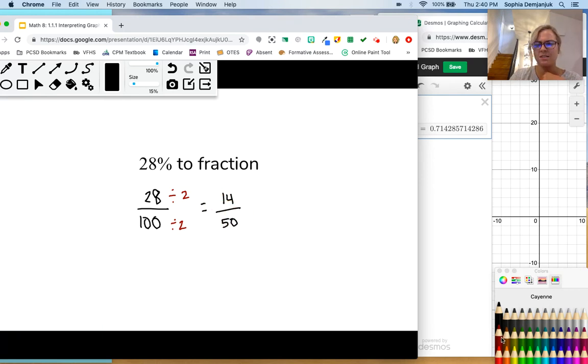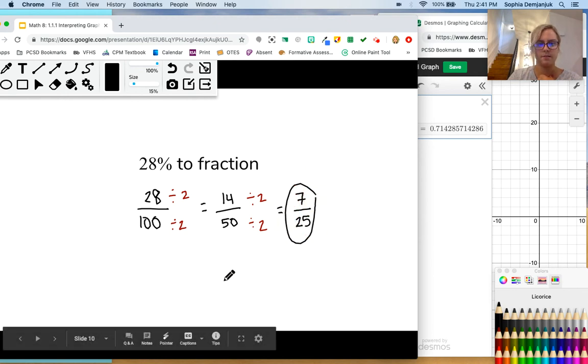But I can see that they're still even, so I don't want to type that in as my answer yet. I want to keep simplifying. Divide it by 2. Divide it by 2. Now I have 7 over 25. 7 and 25 have nothing that they're both divisible by. 7/25 is our final answer.